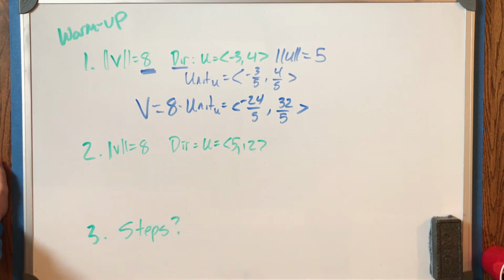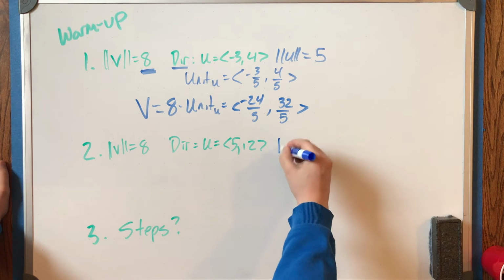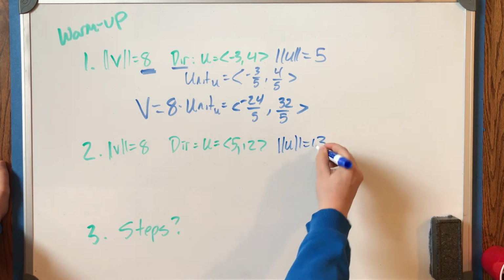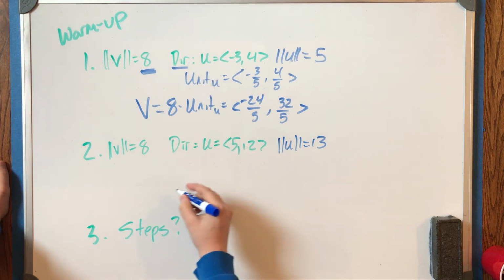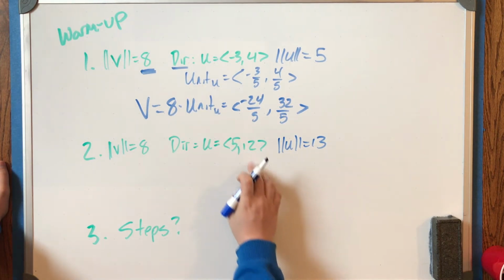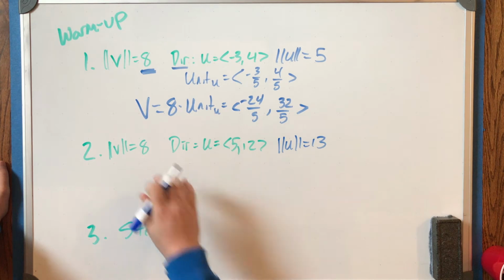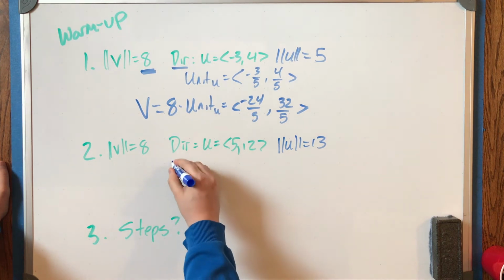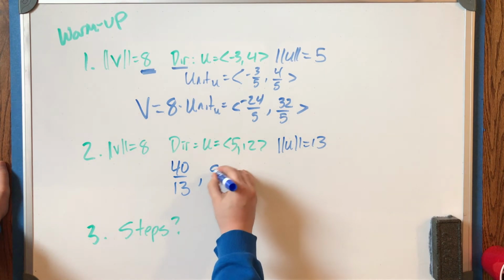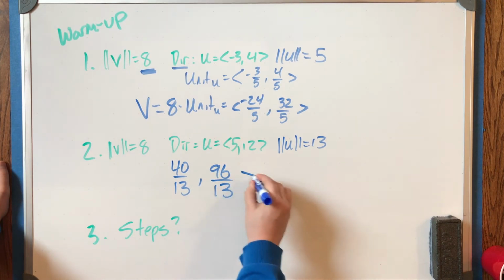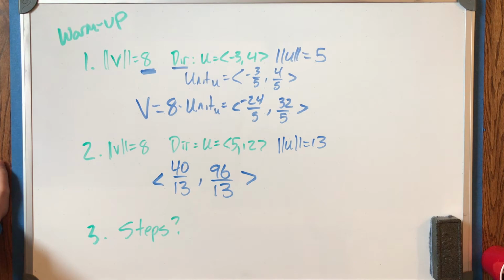We do the exact same thing for this one. So I'm going to find its length, which is 13. I recognize this as a 5, 12, 13 triangle. So the unit vector is going to be 5 over 13 and 12 over 13. And I'll just multiply that by 8. So I'll get 40 over 13, and then I think 96 over 13. Okay, so that's what vector v equals.